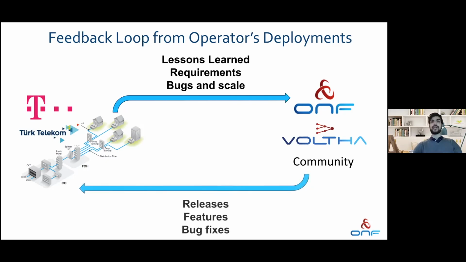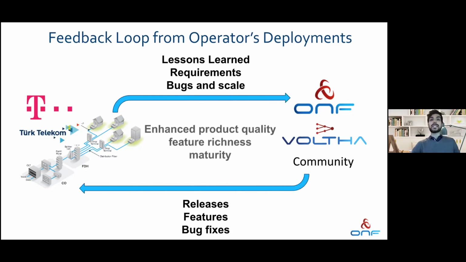In turn, the ONF and the VOLTHA community put in new features, bug fixes, and put out new releases, such as 2.7, for example, with the information that was given by the service provider. Analysis and implementation was done by the ONF and the community. And these new features, these bug fixes, these elements that solve some of the issues and requirements that the service provider came up with are put, again, into the new release.